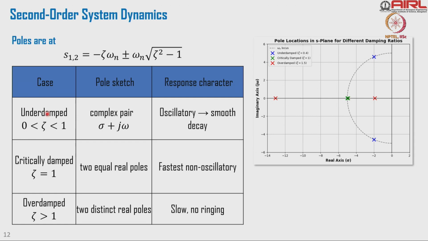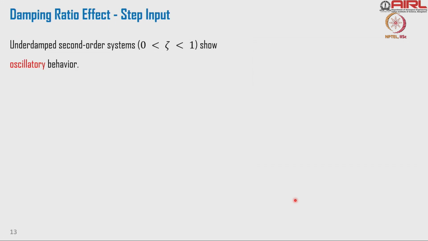When I say underdamped system, I am talking about zeta less than 1, zeta between 0 and 1. Critically damped system, zeta is equal to 1. Overdamped system, zeta is greater than 1. If underdamped, it is going to be oscillatory, with a smooth decay. If a critically damped system, it is going to be fast and non-oscillatory. Overdamped system, it is going to be slow, but there is no ringing. We will talk about it when we take a typical example and understand it better in subsequent slides.